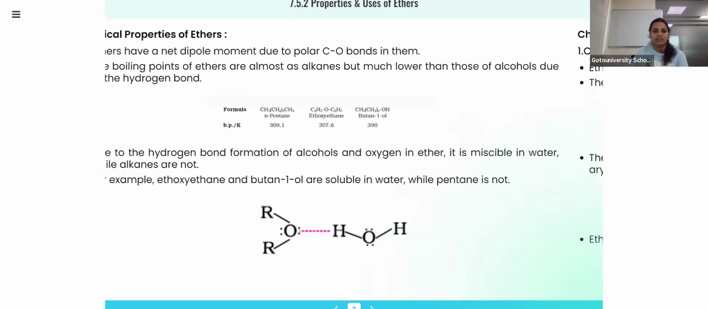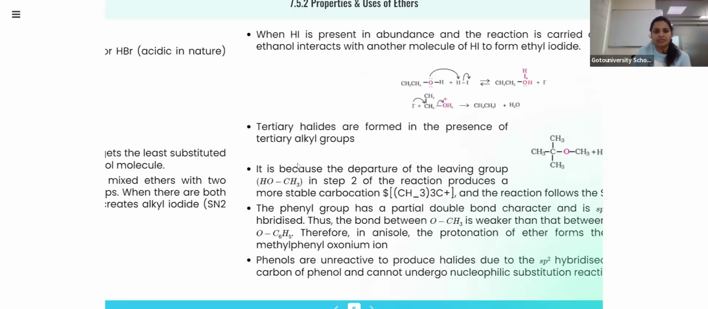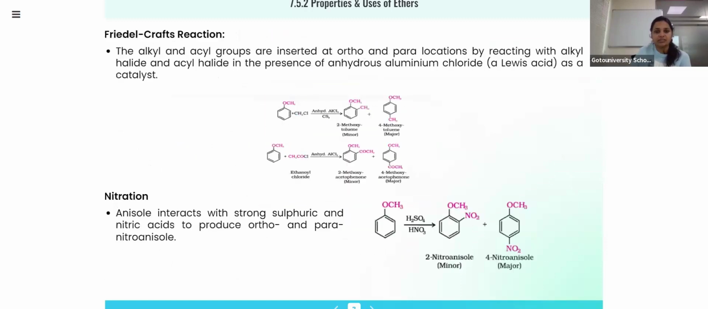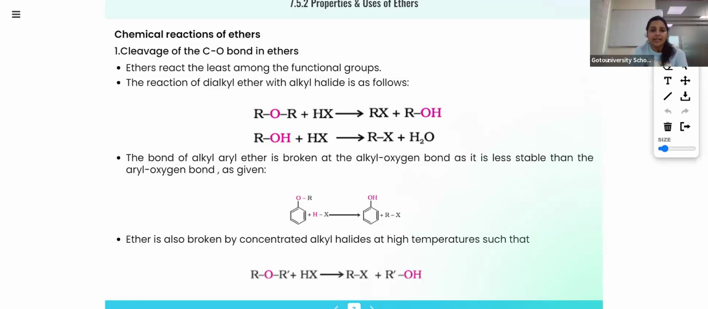That is also important. Okay, now the chemical reactions of ethers. We are moving to the chemical reactions of ethers. So the first one, the cleavage of C-O bond in ethers.